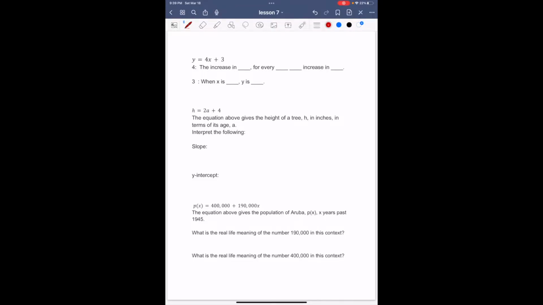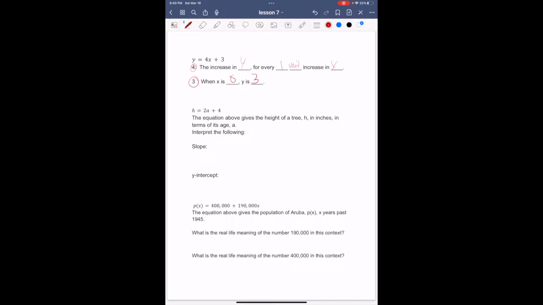We're going to be learning about slope and y-intercept interpretations. So let's look at this equation, y equals 4x plus 3, and we're going to interpret the slope. That's the number 4. This means the increase in y for every 1 unit increase in x. And this makes sense: if x increases by 1, y increases by 4. When x is 0, y is 3. That's the interpretation of the y-intercept, the number 3.